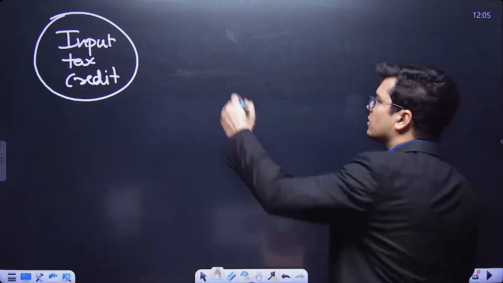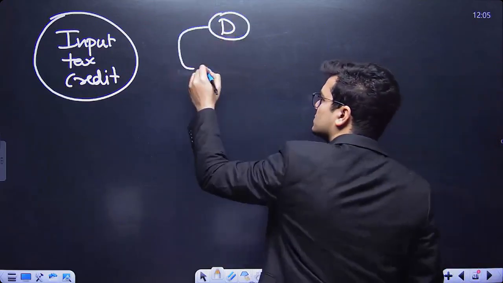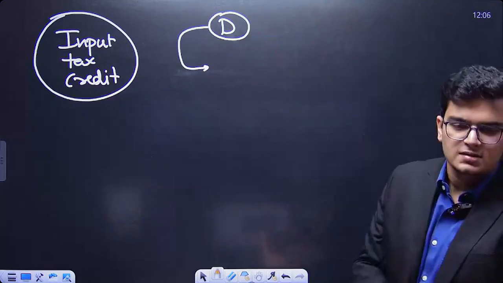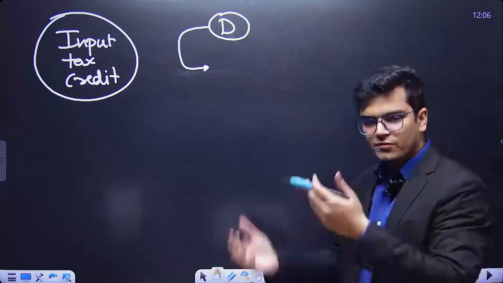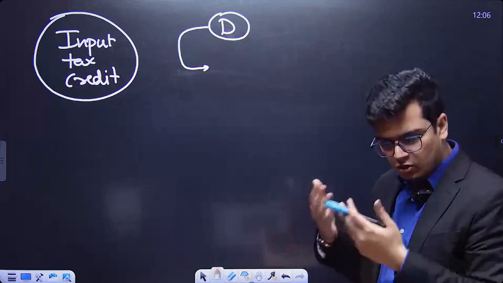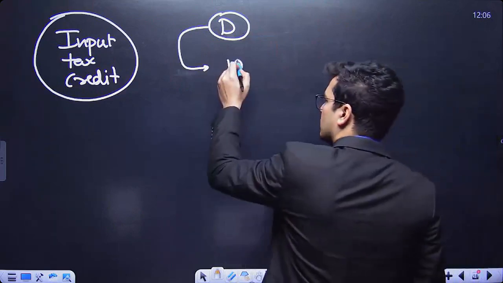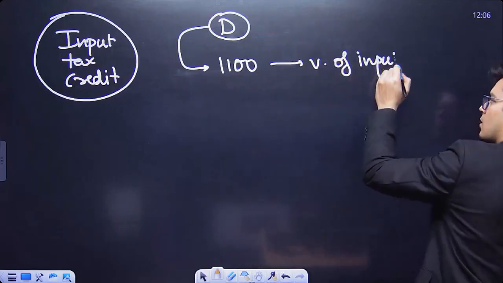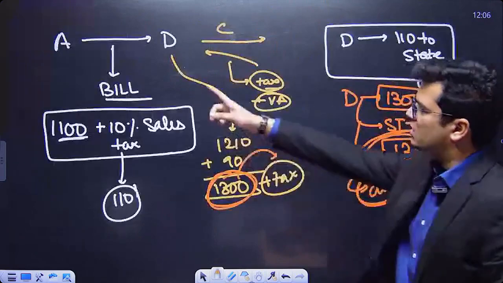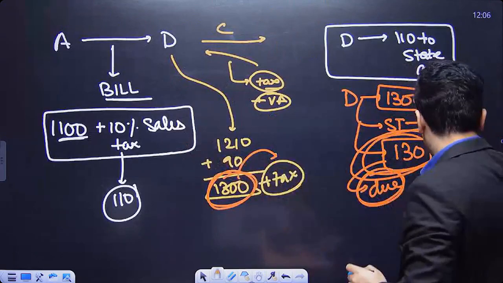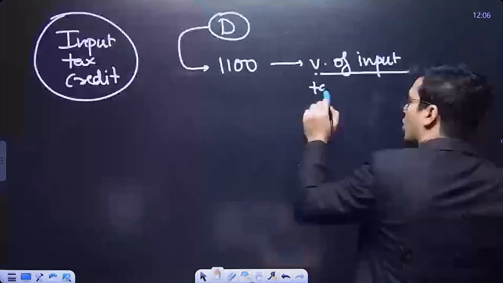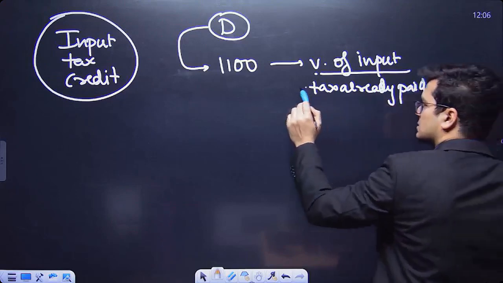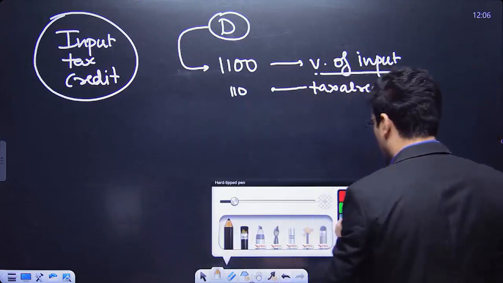तो अब डिस्ट्रीब्यूटर अपना बिल में क्या लिखेगा? What will distributor now write in his bill? हम बिल में कैसे कैलकुलेट हो रहा है बिल, कैसे बन रहा है बिल, वो देखते हैं. Let's understand how the bill is made. वैल्यू ऑफ इनपुट, value of input was 1100. This is value of input. जिस वैल्यू पे उसने इनपुट खरीदा 1100. Tax already paid is 110. इसको अलग से लिखते हैं.